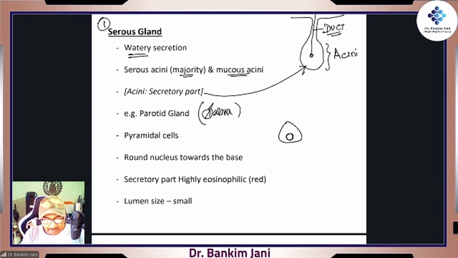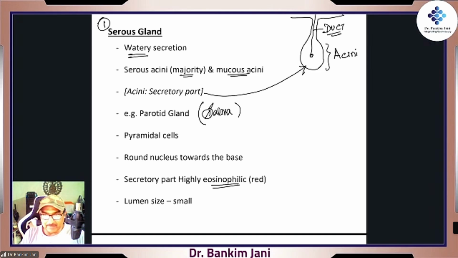And the secretory part is highly eosinophilic, right? Eosinophilic, red, and the lumen size is small. Now see, these are the characteristics, and it is very typical, very classical. So we saw that. So if we really want to draw this thing, right?